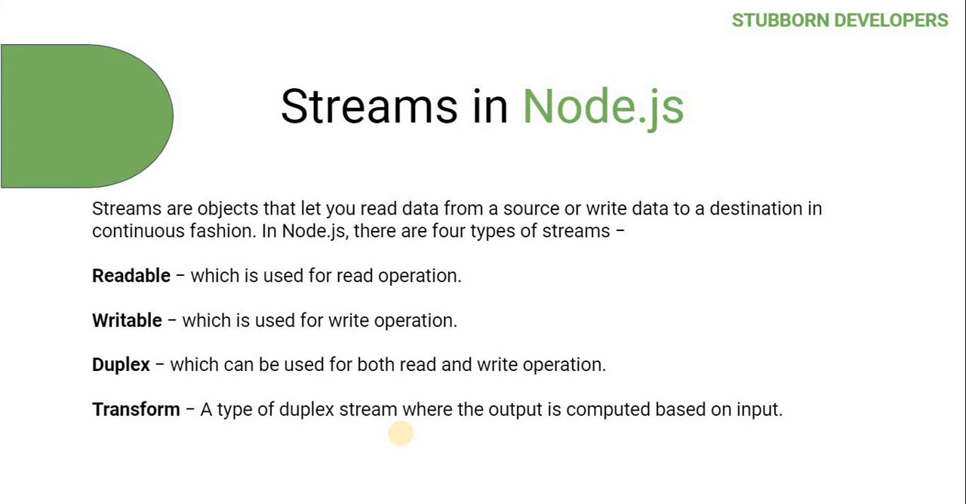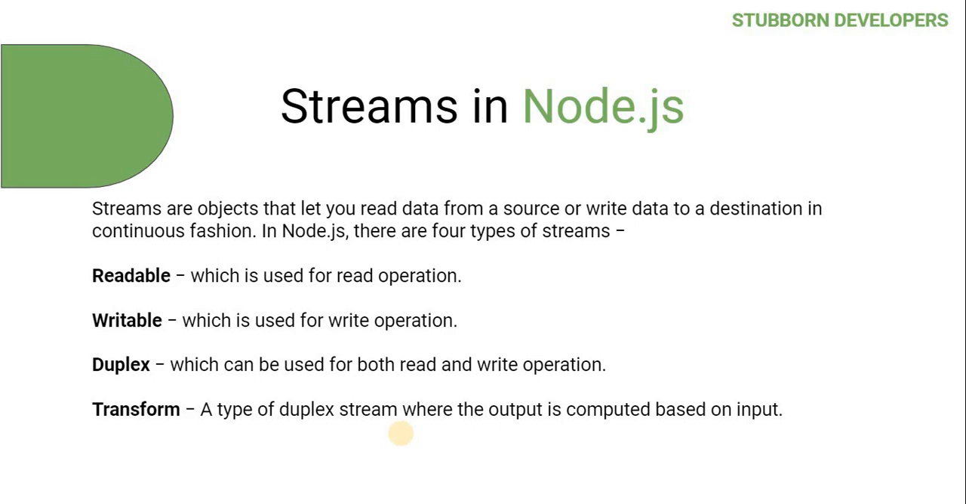I am Nitin Sharma and today in this video we are going to discuss all about the streams in Node.js. Guys, streams are objects that let you read data from a source or write data to a destination in a continuous fashion. In Node.js, basically we have four types of streams.